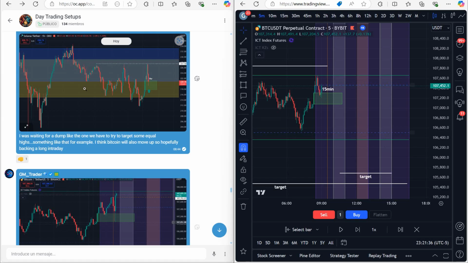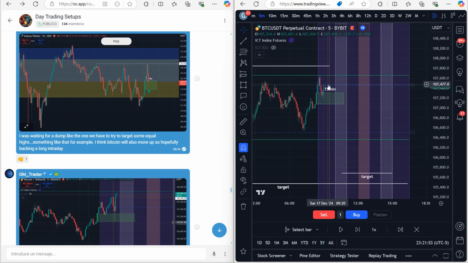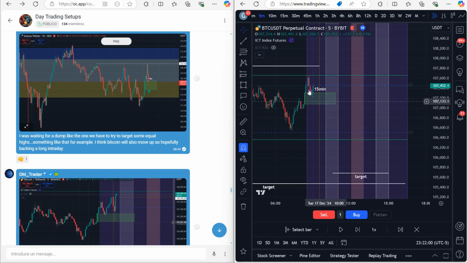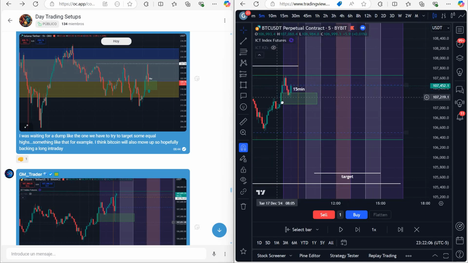Okay, so here I got on the left side the thing that I was publishing in the day trading setups group channel, and on the right I'm going to use a replayer tool on Bitcoin to try to walk you through how I was thinking, how I was viewing the thing at the time live. So that's a replayer tool that you can find on TradingView to go back in time. We are here on Bitcoin.